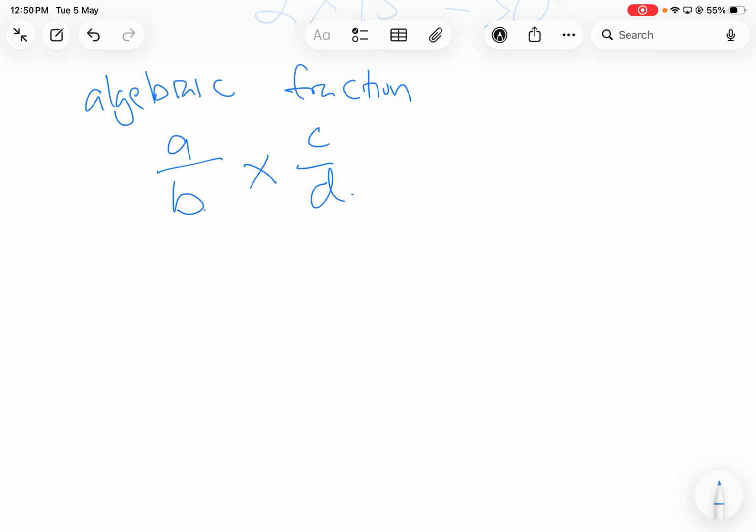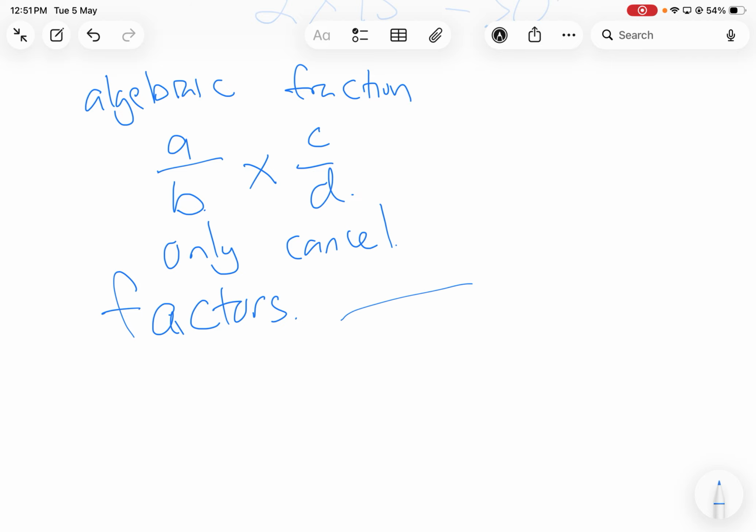I told you, what can we cancel? Start with F. What can we cancel when we have fractions? Okay, the word is factors. We can only cancel factors. Factors, what are factors? Factors are something multiply something.